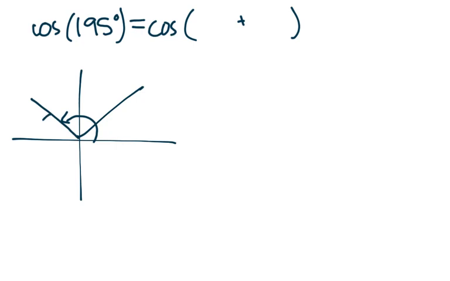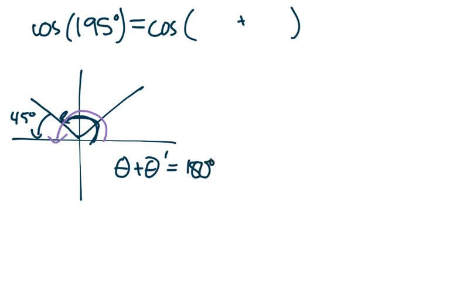Well, remember how reference angles work in the second quadrant. If this reference angle is 45 degrees, and this is the angle we want, we know that these two together add up to 180 degrees, right? Theta, the one we want, plus the reference angle, theta prime, adds up to 180 degrees. If the reference angle is known to be 45 degrees, then we know that theta is going to be 180 minus 45 degrees. So I don't just want to try 30 and 45 and 60.